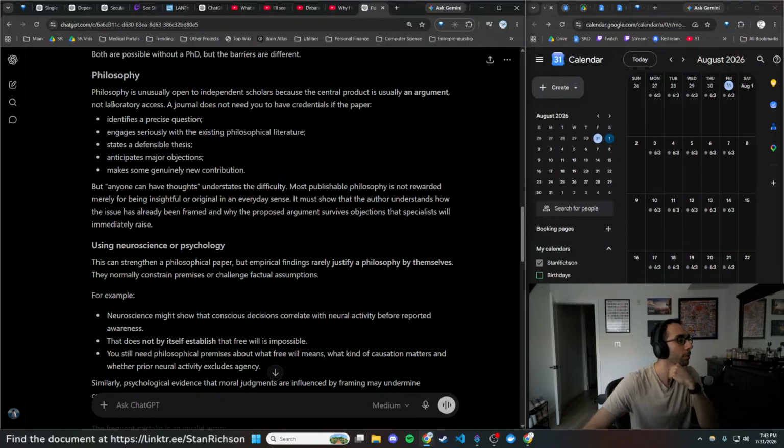Understates the difficulty. What are we talking about here? Oh, this is philosophy. We're making a PhD here. I'm sorry, we're publishing. Most publishable philosophy is not rewarded merely for being insightful or original in an everyday sense. It must show that the author understands how the issue has already been framed and why the proposed argument survives objections that specialists will immediately raise.